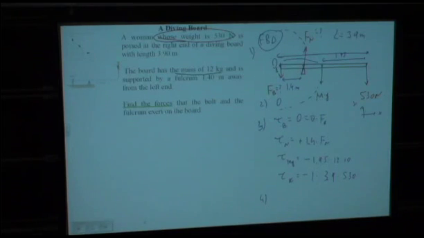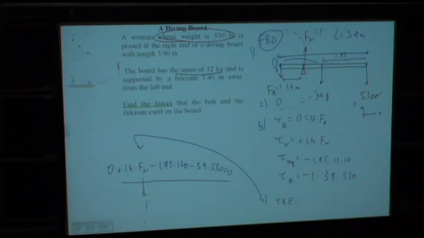Step number 4, write the torque balance equation. So I'm going to do it here. 0 plus 1.4 times the normal force minus 1.95 times 120 minus 3.9 times 530 equals 0. This is an equation which has only one unknown. You solve it, and that immediately gives you the answer.